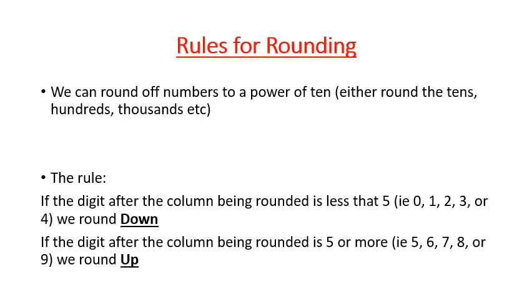So let's have a look at the rules for rounding. Essentially we can round off numbers to a power of 10, either by rounding the tens, hundreds or thousands, etc. And the rule is that the digit after the column being rounded, if that digit is less than 5, so if it's 0, 1, 2, 3 or 4, we round down. And if the digit after the column being rounded is 5 or more, or greater than 5, then we round up. And we'll go through some examples in a minute.